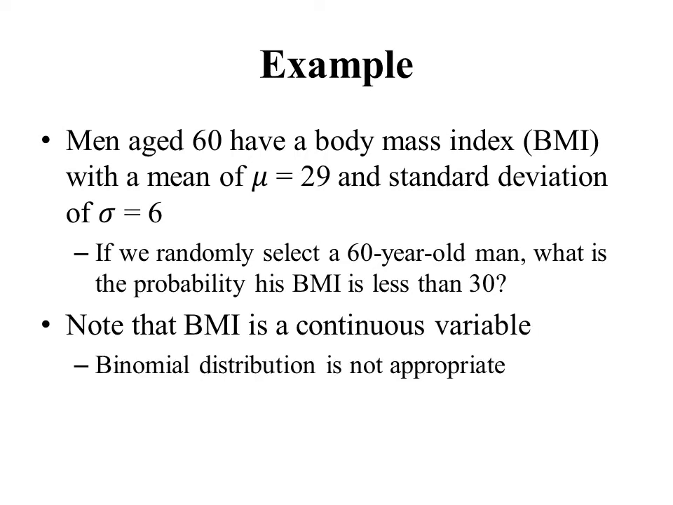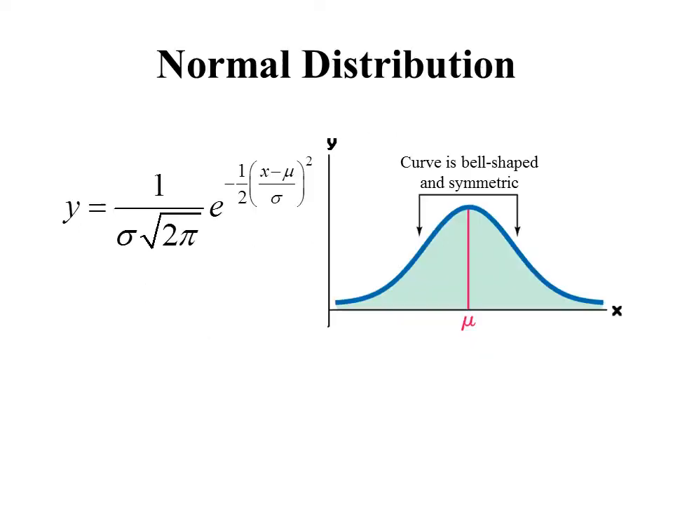Note that the BMI is a continuous variable. It does not have to be a whole number. It can take on any value between 0 and some theoretical maximum, so it's continuous. So that means that the binomial distribution is not appropriate. Remember, the binomial distribution dealt with only discrete variables. So we need a different type of probability model. And that probability model that we're going to use here is called the normal distribution.